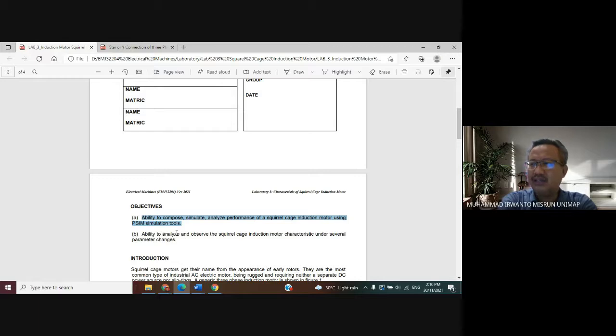Last, when the motor moves, we can know the speed of the motor and the torque of the motor. After getting the value of the output power and input power, we can calculate the efficiency and also the slip. Slip is equal to Ns minus Nr, divided by Ns, multiplied by 100%. This is for the slip.